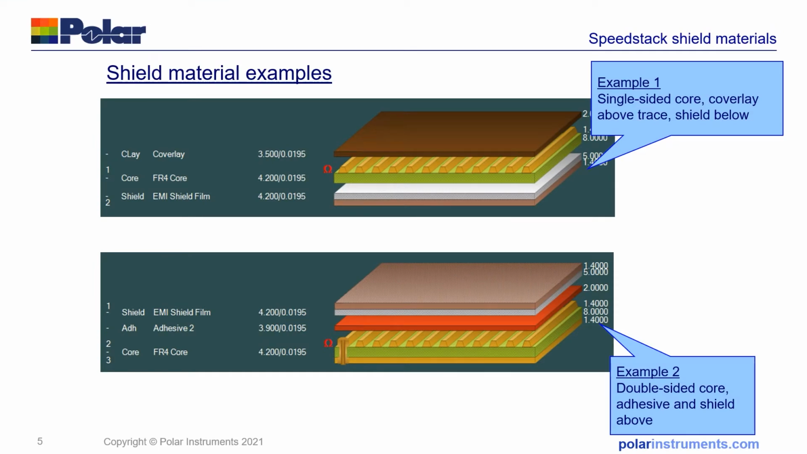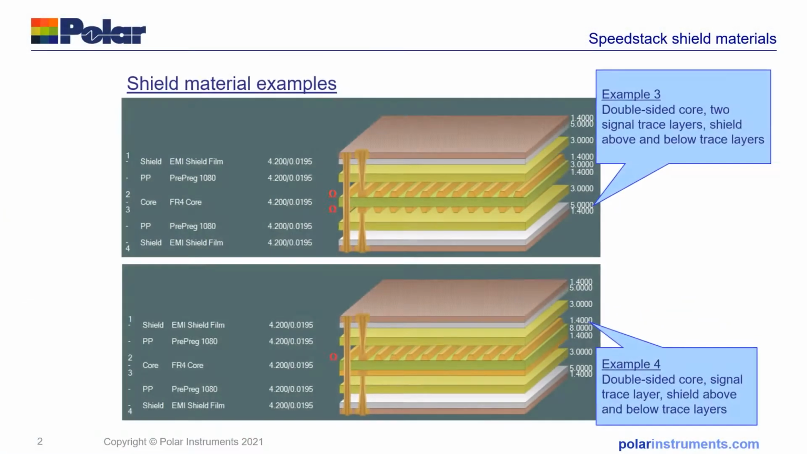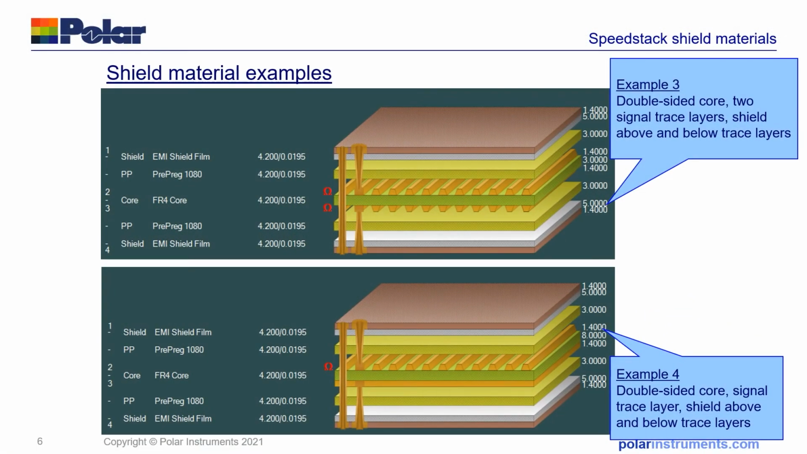A couple more examples here: a single-sided core, cover layer above trace and a shield below, and the second example, a double-sided core with an adhesive and a shield carried above. Third example I've got for you, a double-sided core with two signal and trace layers, shield above and below the trace layers. And then the fourth example, a double-sided core with signal and trace layer, shield above and below the trace layers.